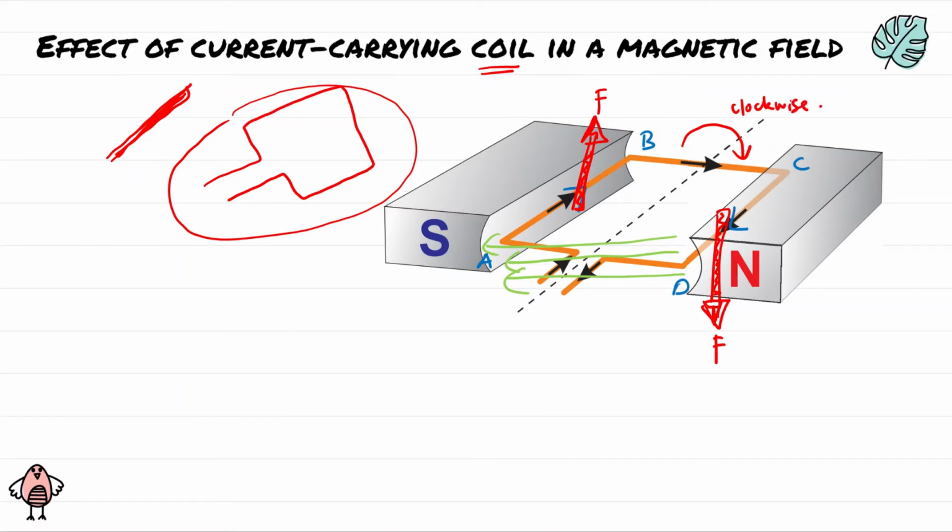Kalau satu wire je, kita tengok satu force je, sama ada atas atau bawah. Tapi kalau ada coil of wire, dia ada dua side yang berbeza current flow dia. Kita akan ada force ke atas dan force ke bawah. So, dia akan turn. Okay. This thing, the coil will turn clockwise. In clockwise direction lah. Okay.